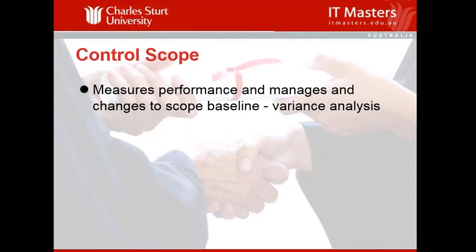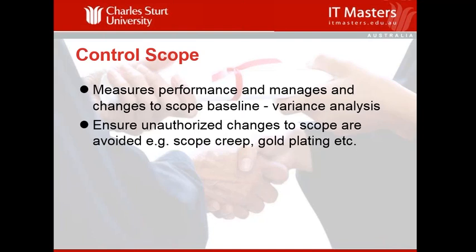You look to see if there are any variances between the scope baseline and what's actually happening. Make sure there are no unauthorized changes. So we have two concepts associated with unauthorized changes. Well, maybe more, but these are two well-known ones. Scope creep. And scope creep is where the customer says, oh, can you just add this little bit of functionality here and this little bit of functionality there?